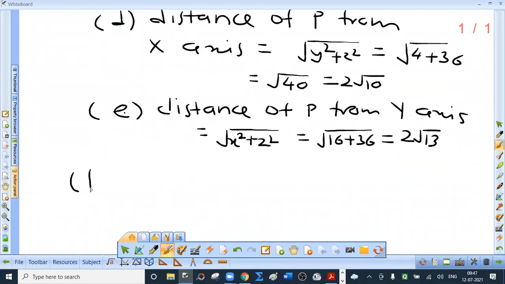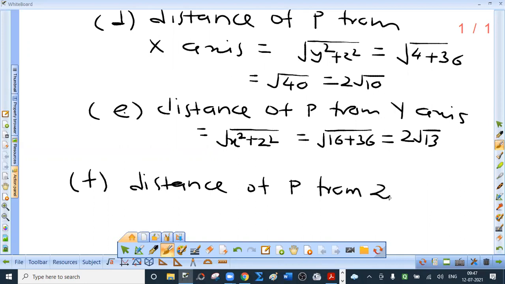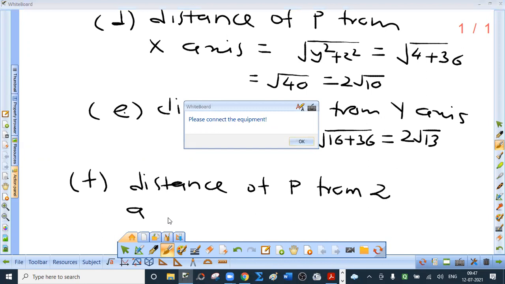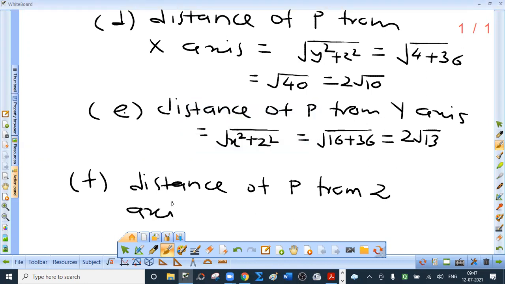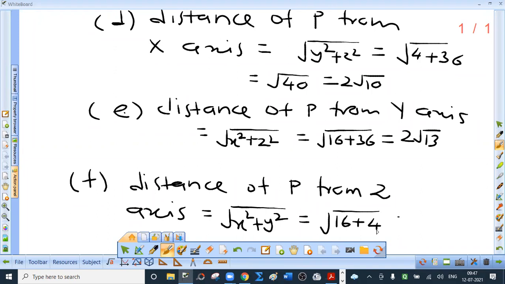And the last part, distance of P from Z axis equal to root x square plus y square. That is root 16 plus minus 2 square is plus 4. Root 20 is nothing but 2 root 5. So these are the distances.